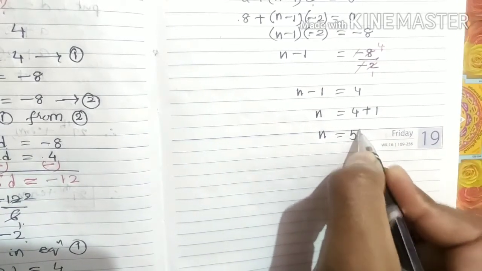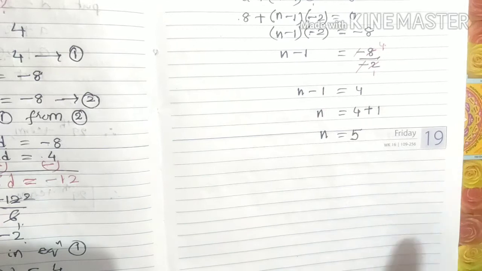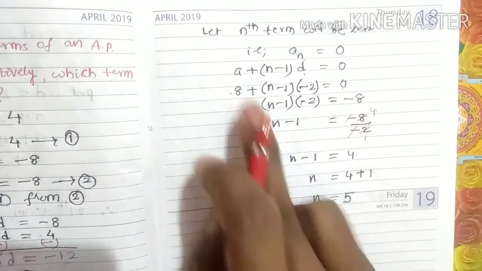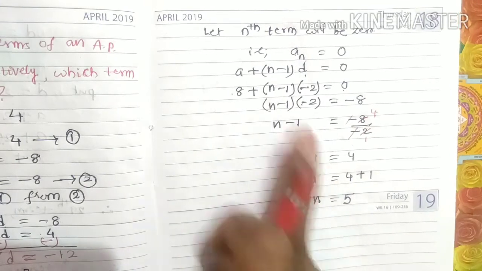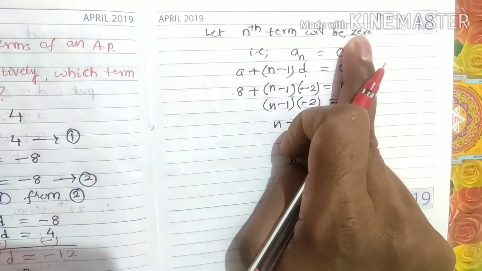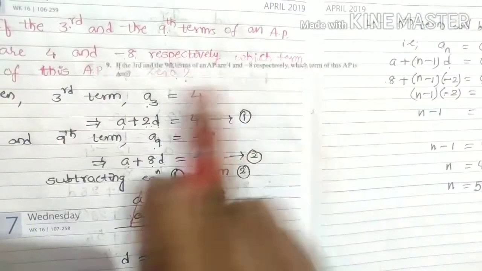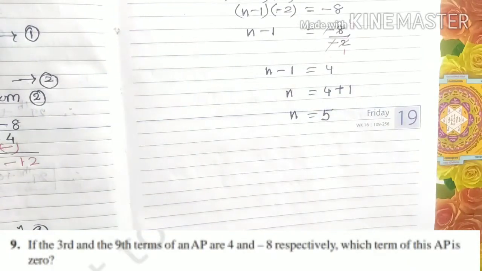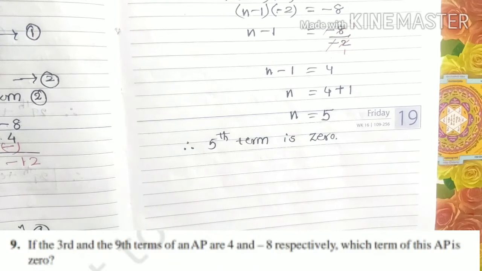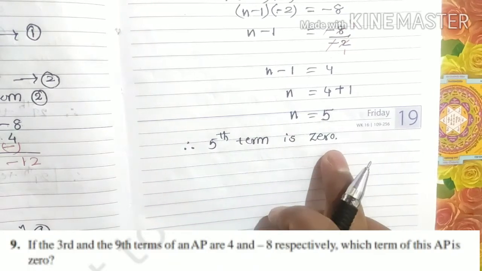N value is 5. So what we assumed here, nth term will be 0. Instead of n, if you put 5, fifth term will be 0. In the question, which term of this AP will be 0? So we will write fifth term will be 0. Final conclusion line: therefore, fifth term is 0.